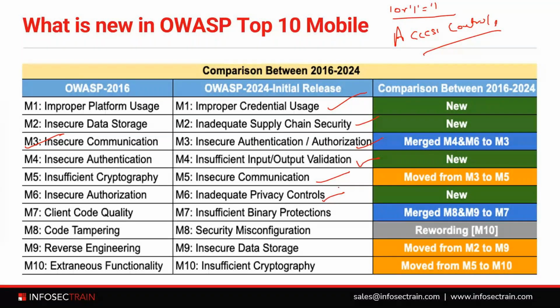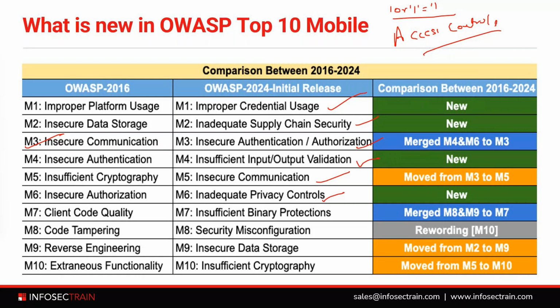Then next we have inadequate privacy controls. Now, when we are talking about inadequate privacy controls, it means that your data does not have any privacy, right? Your application is able to interfere with any other application's data and your own personal information also.